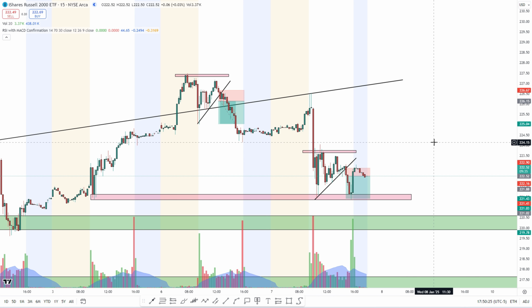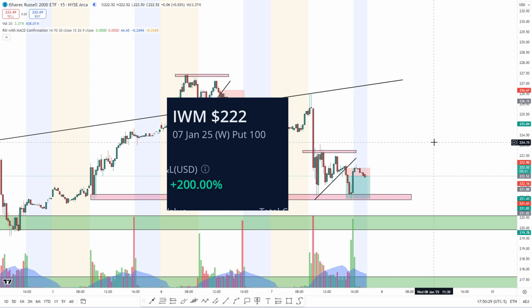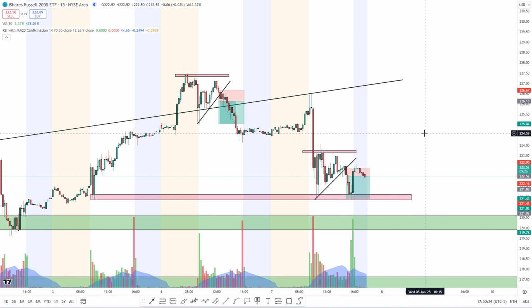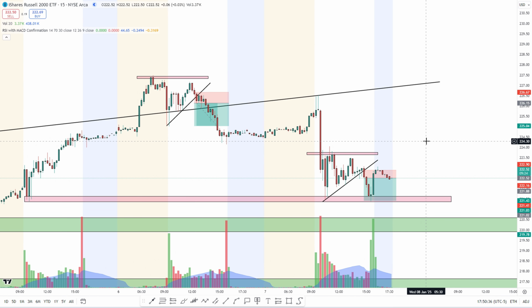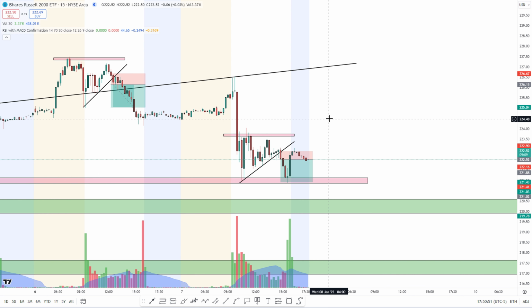This one from today, as you can see, generated me 200% returns in about 30 minutes. So how do I identify this? What I'm looking for is an initial move. Normally the first candle on the 15-minute will kind of tell me what direction that break is going to be towards. So let's just start with the one from today.